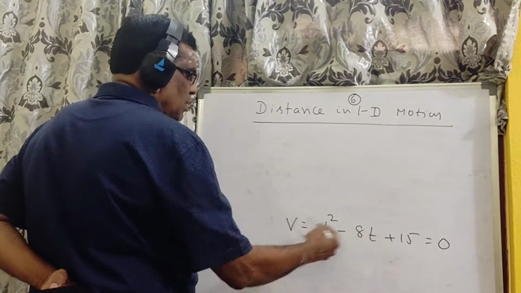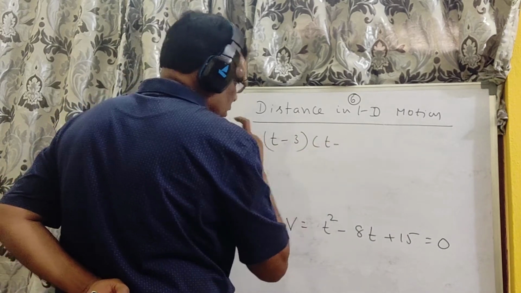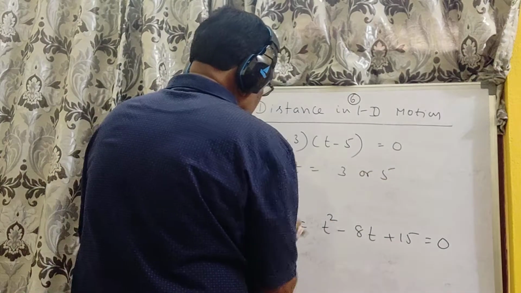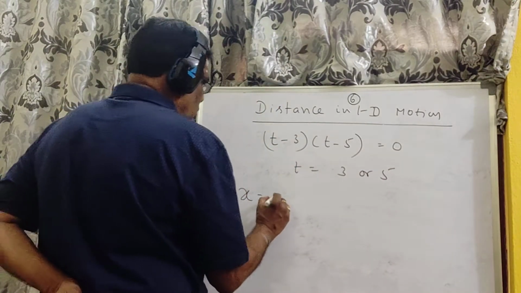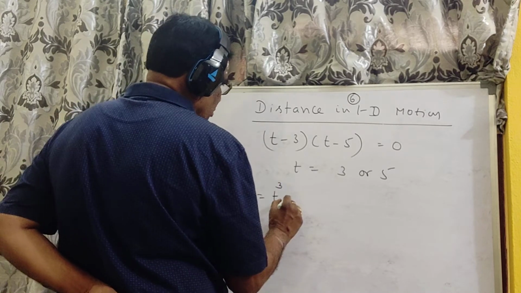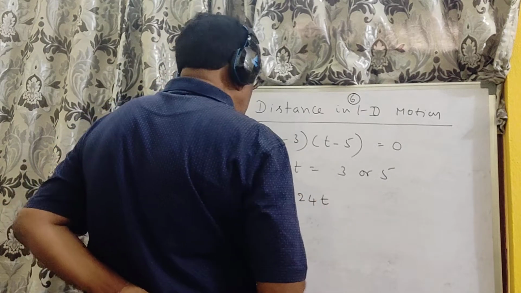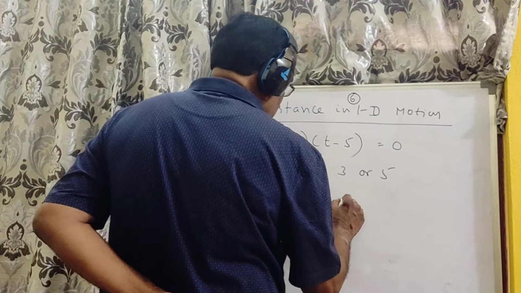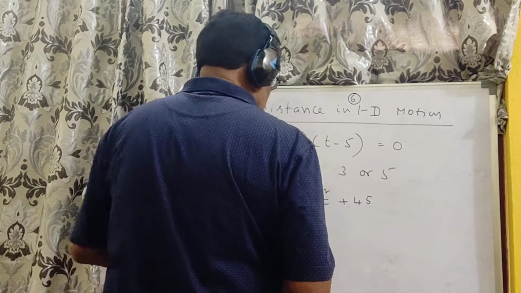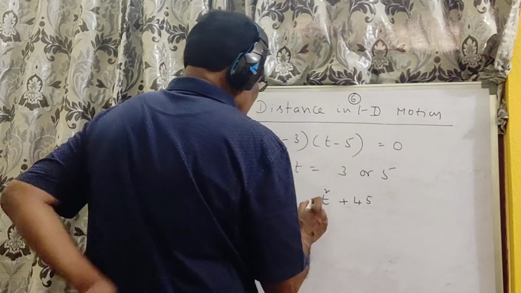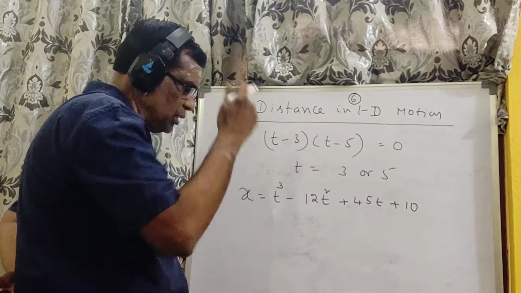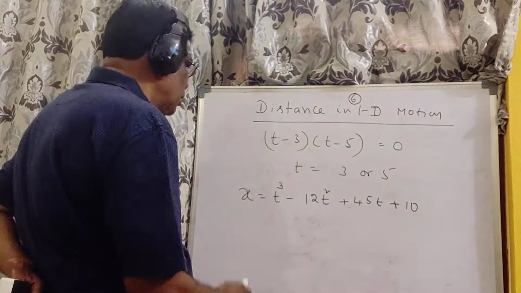Now, you get a quadratic equation. I think you can easily find out this as t minus 3 and t minus 5 is equal to 0. That means t is equal to 3 or 5. So, what is the expression that we have written? x is equal to t cube minus 12t square plus 45t plus 10. I think this is the expression. You may just correct it when you look at it. Now, this is the expression.